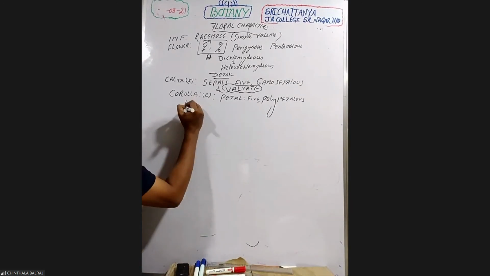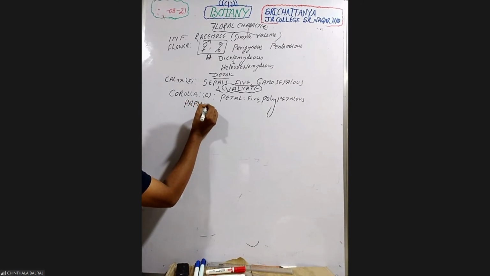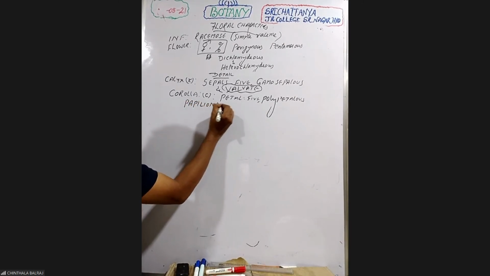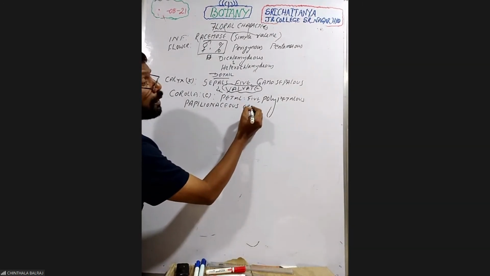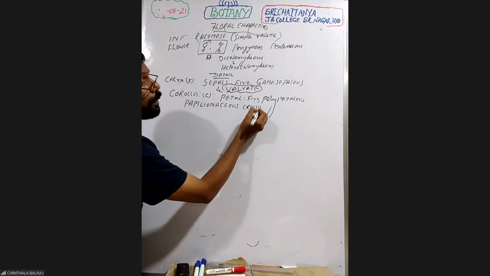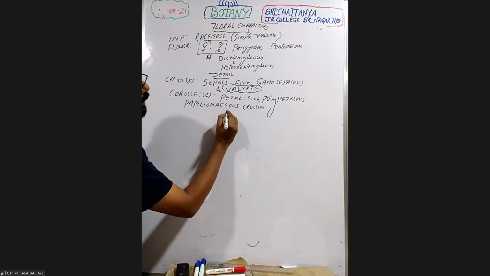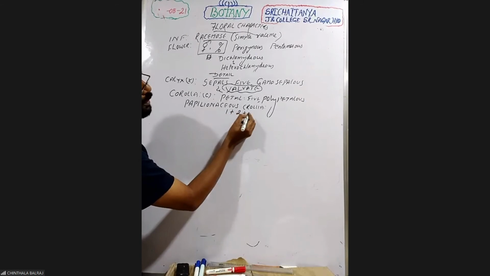Here, papilionaceous corolla. Which corolla? Papilionaceous. The shape of the corolla is known as papilionaceous corolla. That's why the family name Papilionaceae, subfamily Papilionoideae. Okay? So what is papilionaceous corolla? Different shape. Out of five petals, they exhibit 1 plus 2 plus 2 condition. Correct?